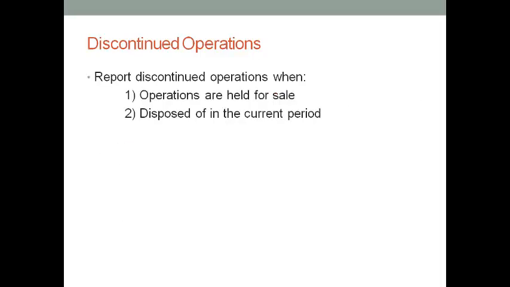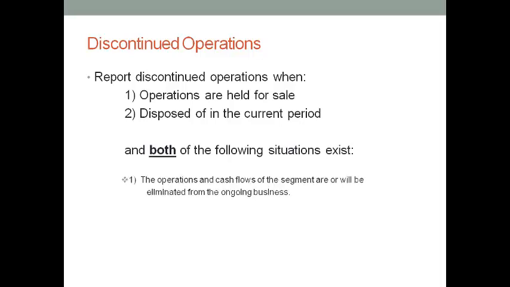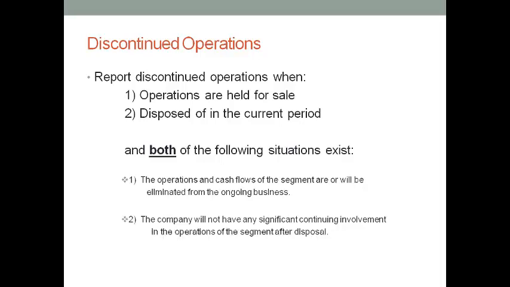A discontinued operation is reported when operations are held for sale or they are being disposed of, and both of the following situations exist. The operations and cash flows of the segment will be eliminated from the ongoing business, and the entity will not have any significant continuing involvement in the operations of this component after disposing of the component. The company must be getting out of a significant portion of their business to report a discontinued operation.